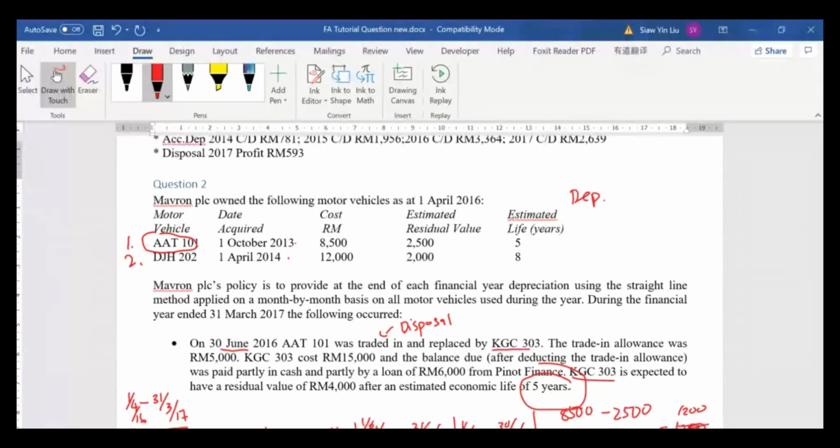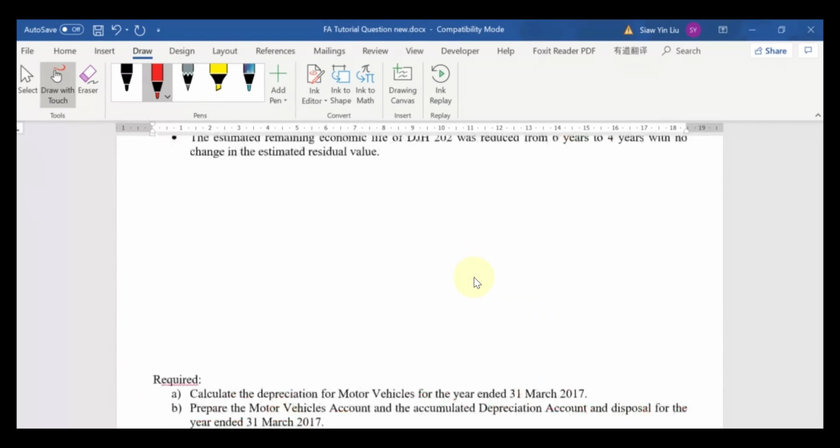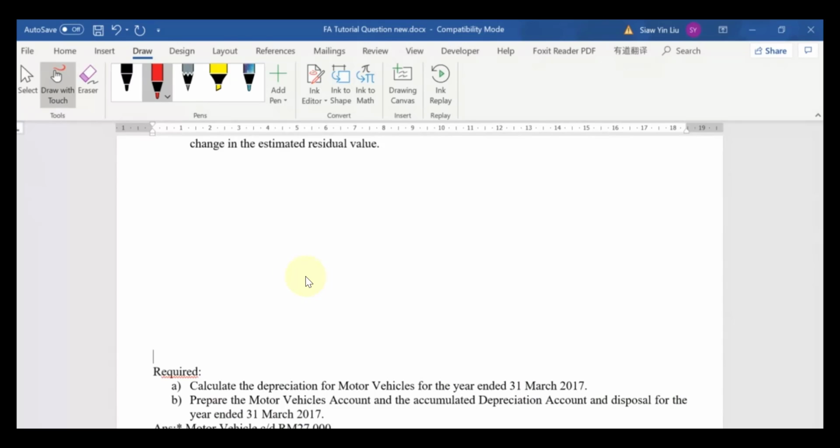You bought it in 2014, 12,000, 2,000 residual value, 8 years is the useful life. So this asset, you bought on 1st of April 2014, and the useful life is until March 15, right? And now is in year 2017. So by right, this is year 1. Then from 15 until 16, this is year 2. So here 16 until 17, this is year 3. So far, okay or not? So current year, this is the 3rd year you have been using it.